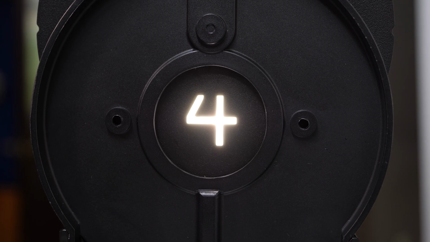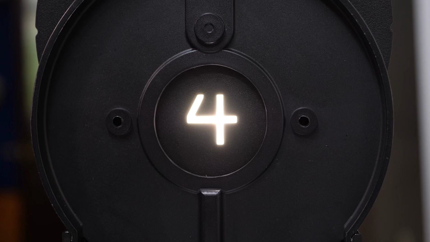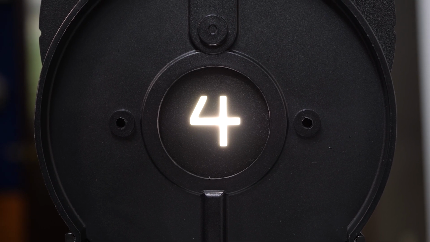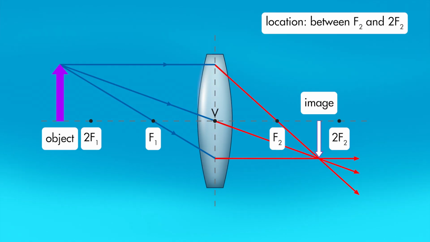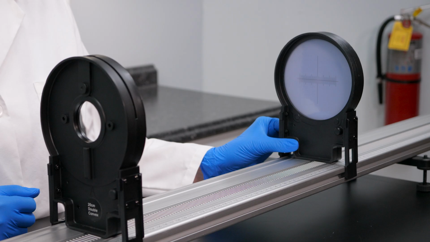The object to be refracted is an LED light shining through a disc with a number 4 cut out of it. According to the ray diagram we saw earlier, the image should appear between F2 and 2F2 on the optical bench. For this reason, we have placed this screen a little more than halfway between F2 and 2F2 on the optical bench. If our calculations are correct, the image of the object will be projected onto the screen near this point.